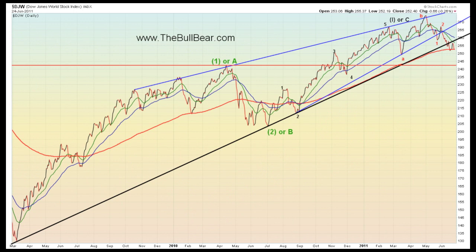Now let's look at the Dow Jones World Index, and we can see that it's broken its uptrend from the March 2009 low, and it's sitting right on top of its 200-day moving average. It came down, it broke that, and it came back and retested the break. So this is another indication that things break down. And as I said last week, it's sitting very precariously now below support instead of on top of support.